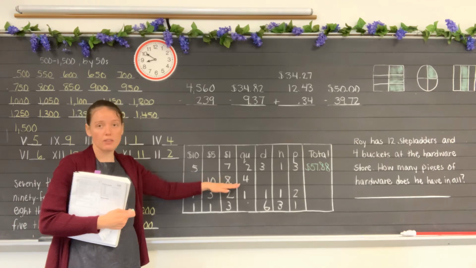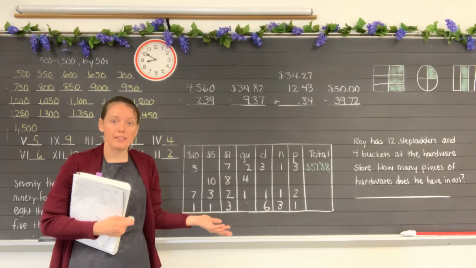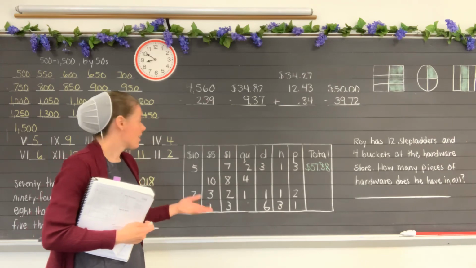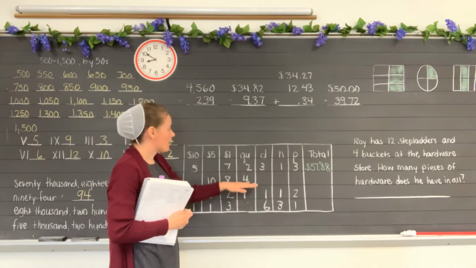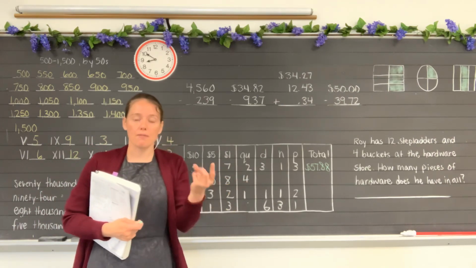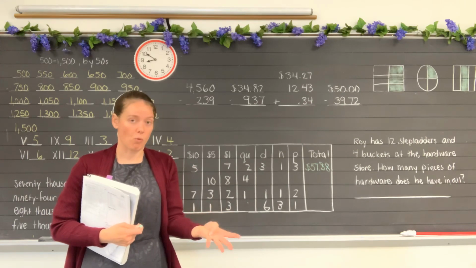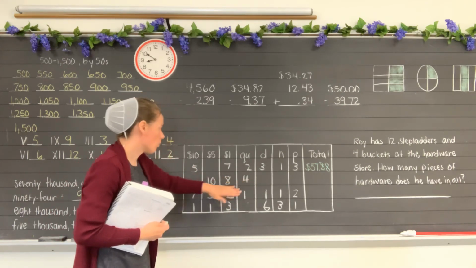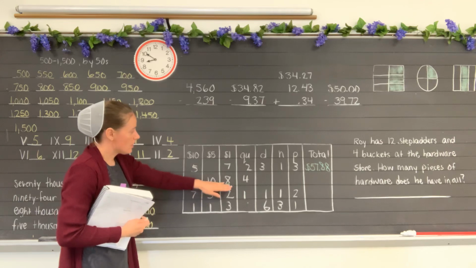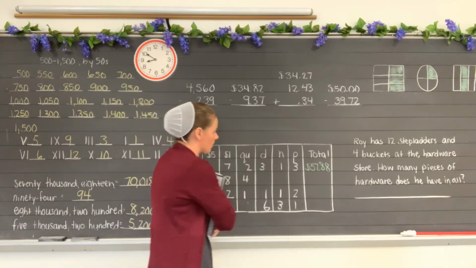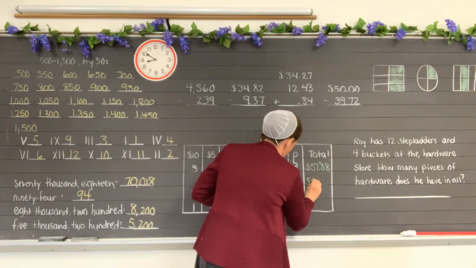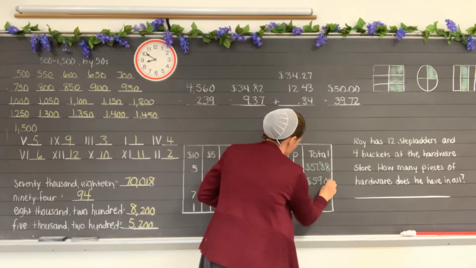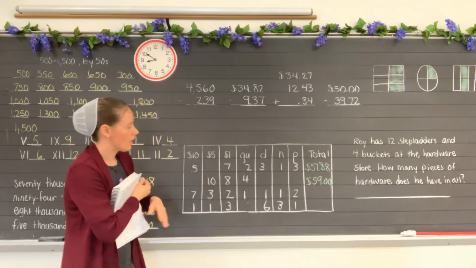$50 plus 8 ones. 50 plus 8 is 58, right? So 58, and then you have 4 quarters, 25, 50, 75, 100. So you have $1 in quarters. 58 plus 1 is 59. $59. That's how we write $59.